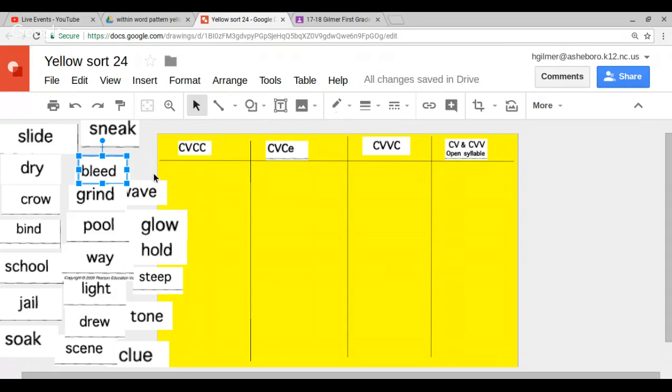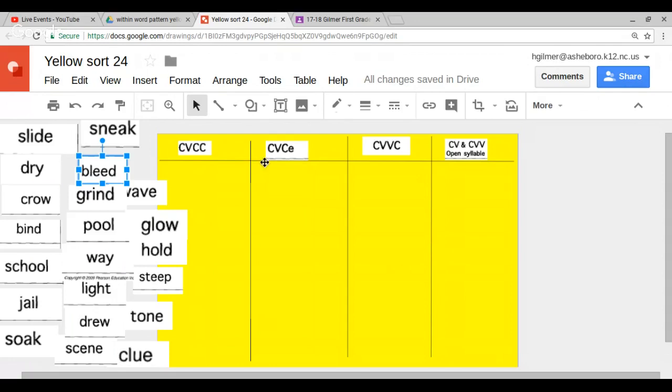And so we have C, V, C, C, and the C once again stands for consonant and the V stands for vowel. We have 5 vowels in our alphabet, A, E, I, O, and U. The rest of the letters in our alphabet are consonants. So if it's not one of those vowels, it has to be a consonant. So we're looking for words that fit the CVCC pattern.